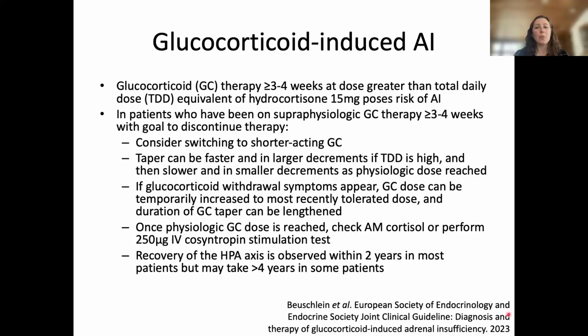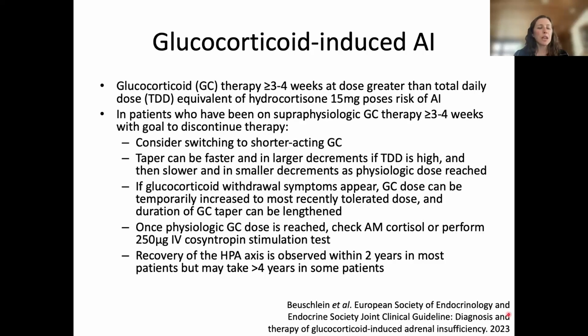Glucocorticoid withdrawal syndrome can appear as the glucocorticoid dose is tapered and manifests with clinical features that are similar to those of adrenal insufficiency, including arthralgias, myalgias, weakness, and fatigue, except that the patient is actually at or above a physiologic replacement dose of glucocorticoid, so you can feel confident that it's not, in fact, adrenal insufficiency. If symptoms of glucocorticoid withdrawal appear, the glucocorticoid dose can be temporarily increased to the most recently tolerated dose, and the duration of the taper can be lengthened.